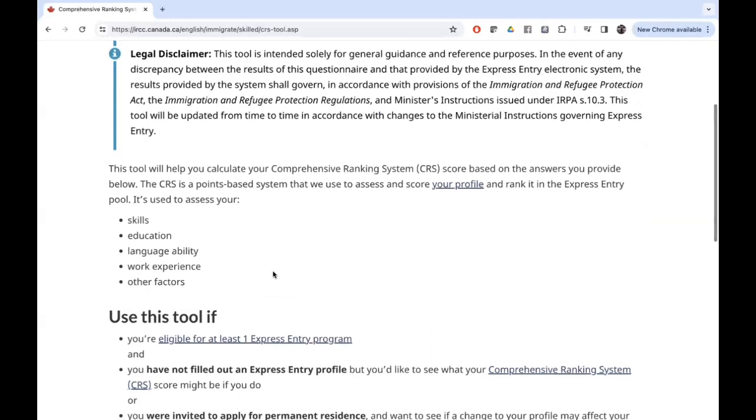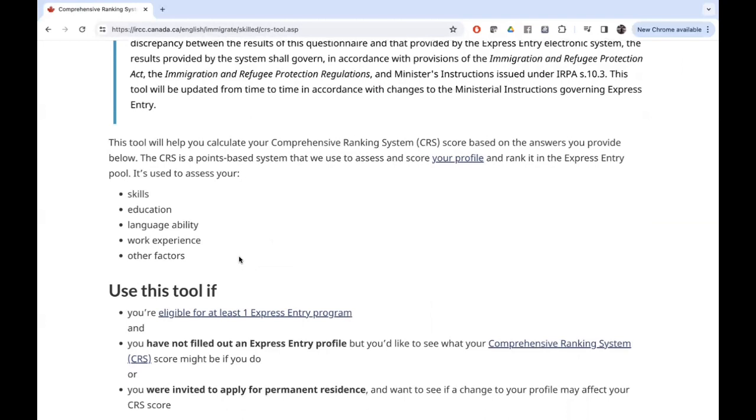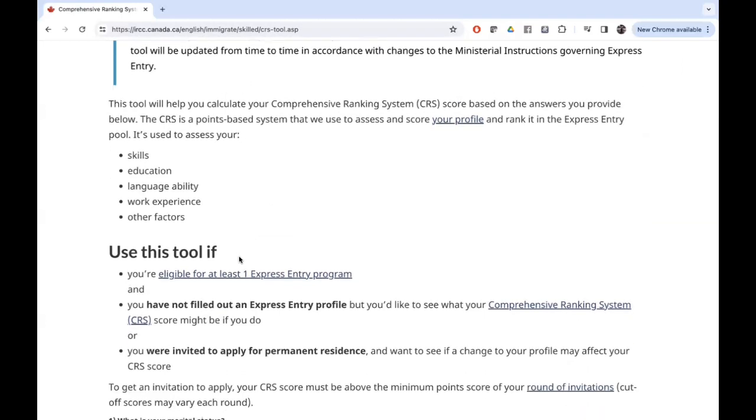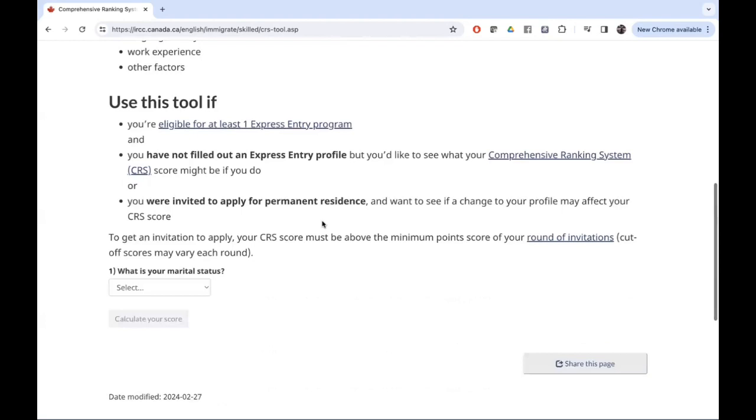So these points are based on your skills, your education, your language ability, either you know English or French language, work experience you have, foreign work experience, which is outside Canada, or if you have any Canadian work experience, you can enter that and calculate the points. Then there are some other factors. So let's move on to the next point and we start calculating. So I'm going to calculate the very basic one first, and then we'll keep changing the answers and we will recalculate the score and see how much is the difference.